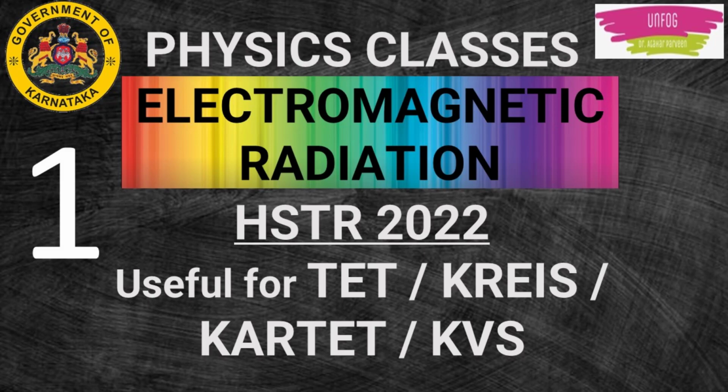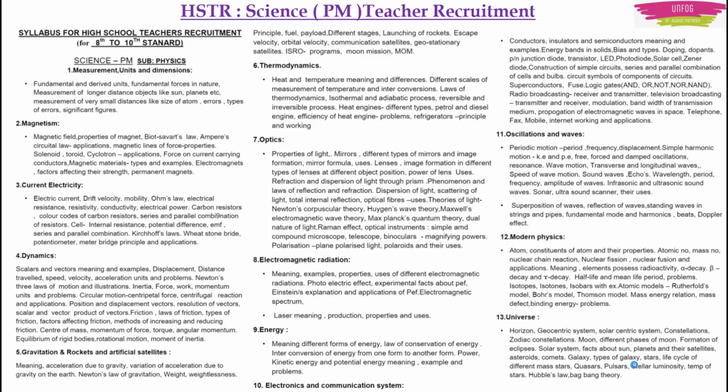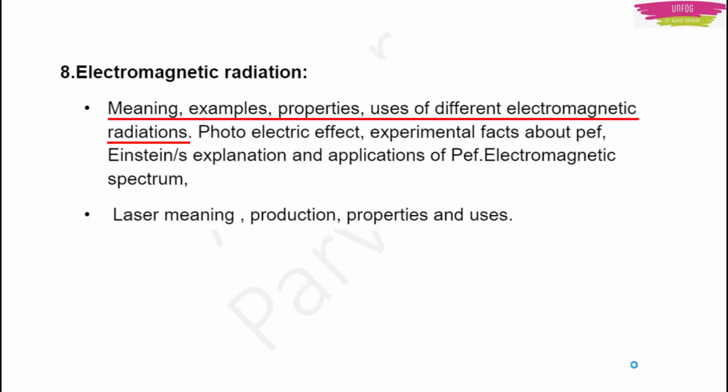In this session, let us start discussing electromagnetic radiation from your HSTR syllabus. This class will also be useful for TET, KREIS, Karnataka TET and KV aspirants. According to your HSTR syllabus and KREIS syllabus, there is a portion on electromagnetic radiation in your chapter 8. I have divided this chapter into 3 parts, which means I will take 3 classes to finish it, and this is your first session. I have underlined the portion which I am going to cover in this class.